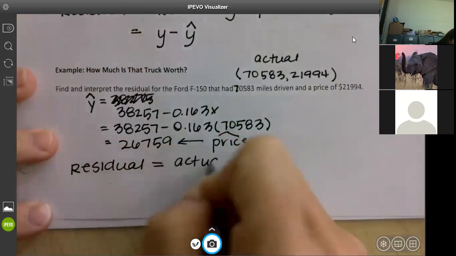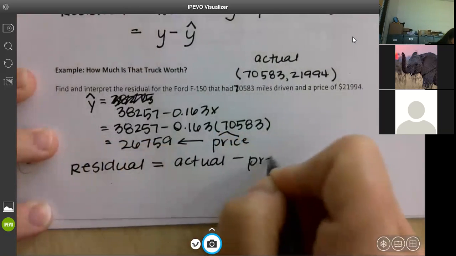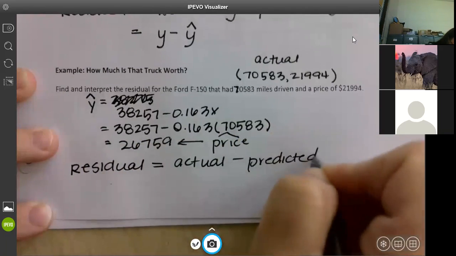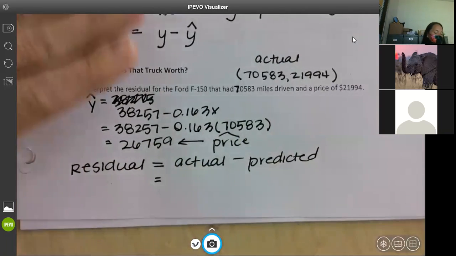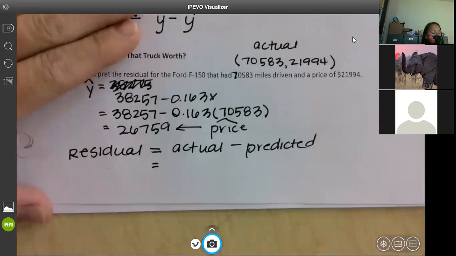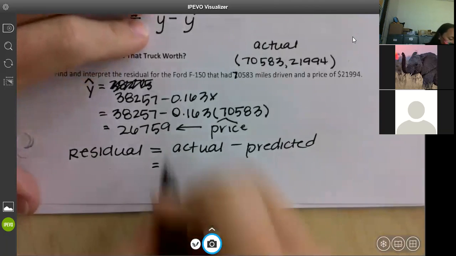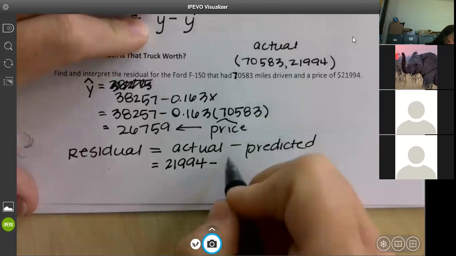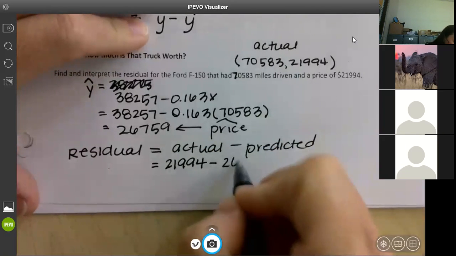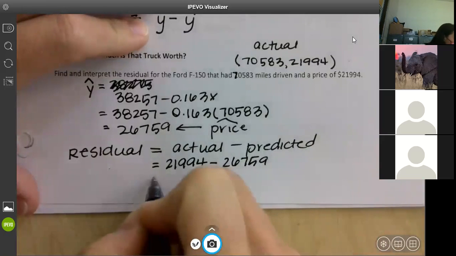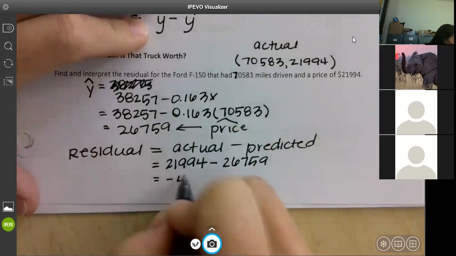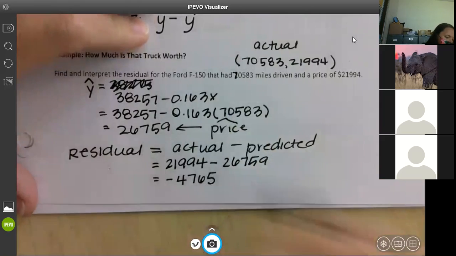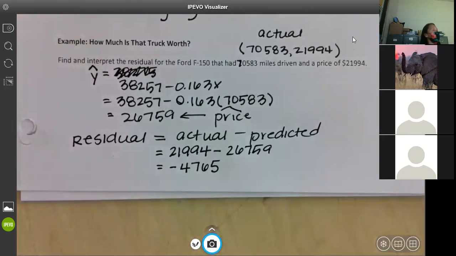To find the residual, you do the actual minus the predicted. What was your actual price? $21,994. What do we predict our price to be? That's a difference of negative 4,765. All right, so it's not good enough just to find it.